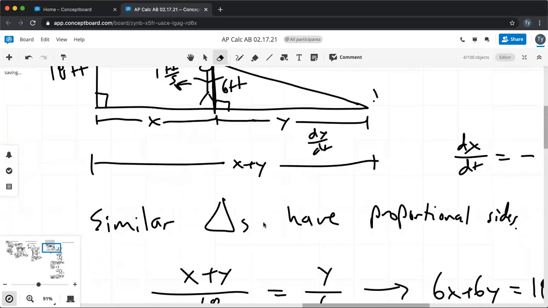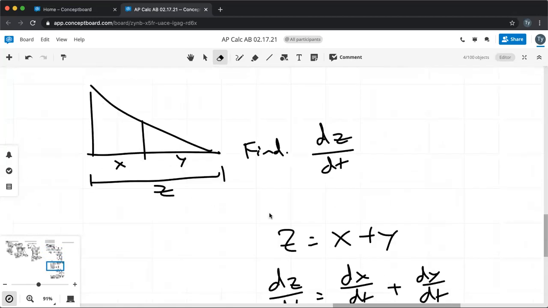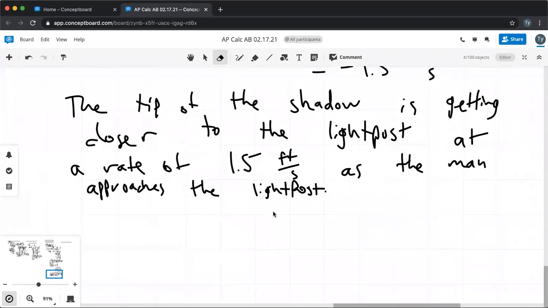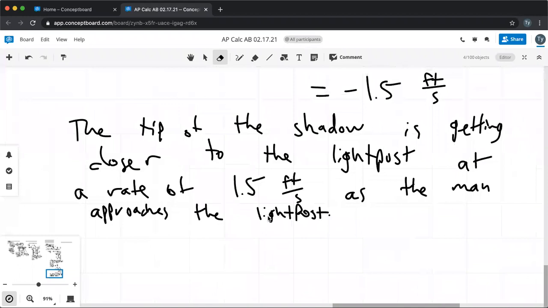So instead of using positive and negative, let's use our reference point. We chose the light post as the reference point. We know the shadow is getting closer to the light post as it decreases in size.